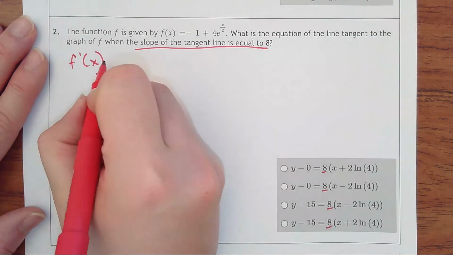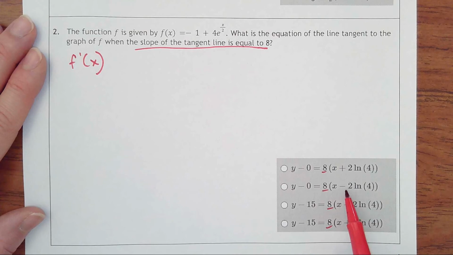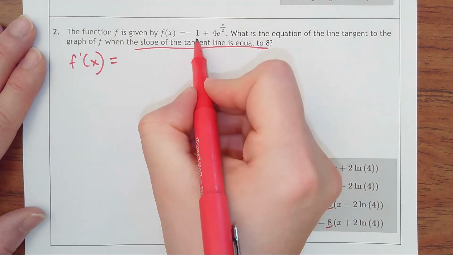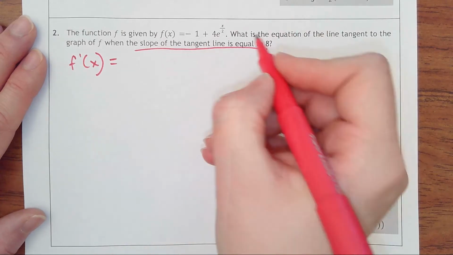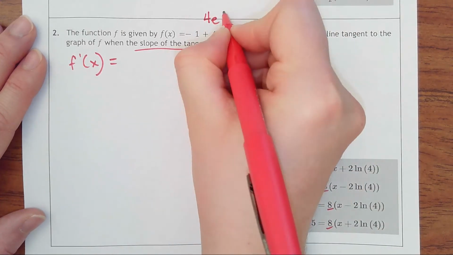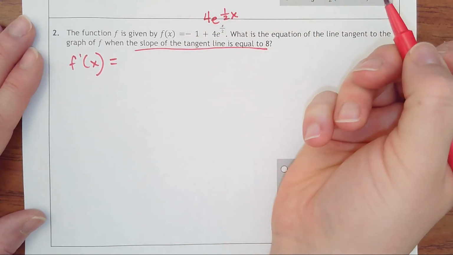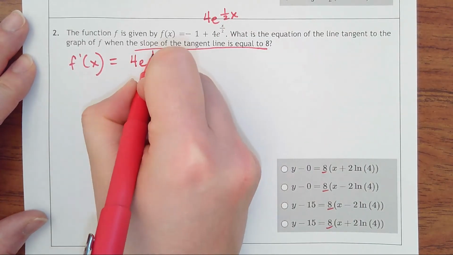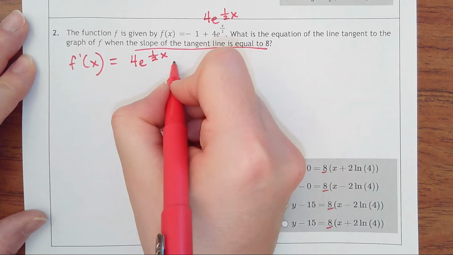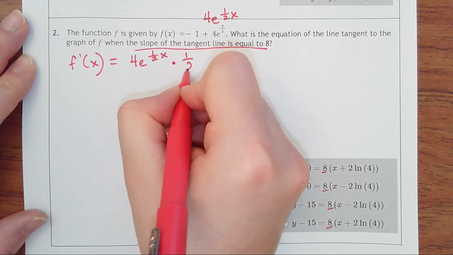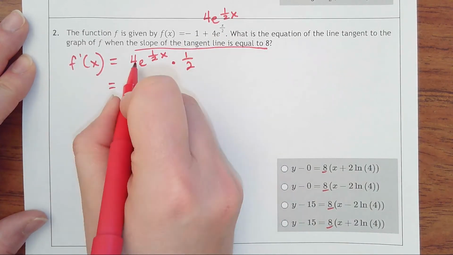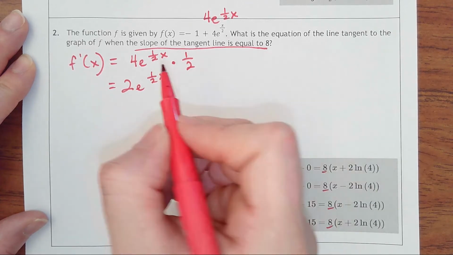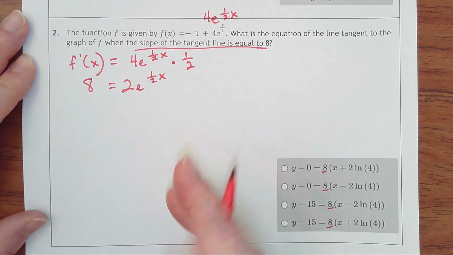And it looks like we're getting a 2 natural log of 4. We just don't know whether it's positive or negative. So let's find the derivative. We know that the constant goes away. This would be really the same as 4e to the 1/2 x. And so derivatives of e are itself times the derivative of the power, which would be just 1/2. And so really our derivative is 1/2 of 4, which is 2e to the 1/2 x power. And we're setting that equal to 8.